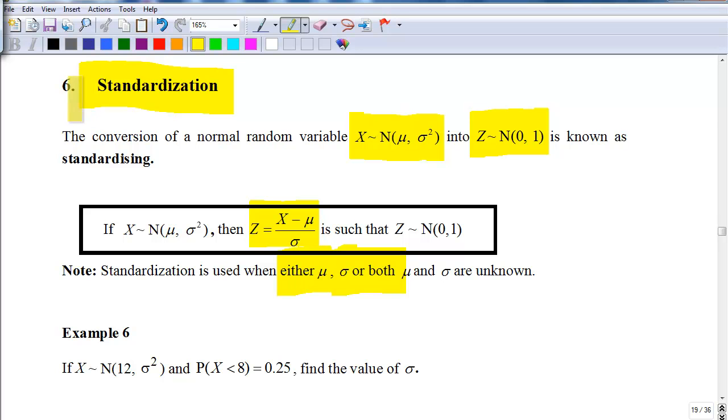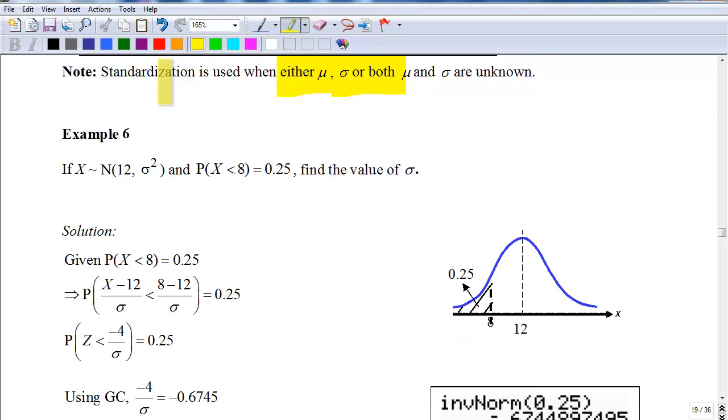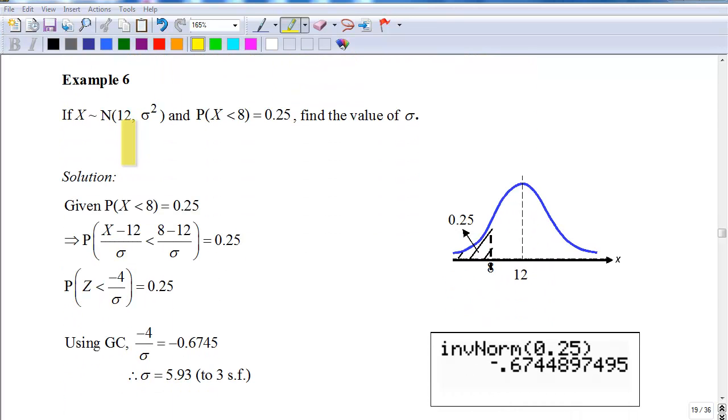Let me use example 6 to illustrate this. In example 6, x is a normal random variable that has mean 12 but unknown variance sigma squared. You are given that the probability x less than 8 is 0.25, and you want to find sigma. So, how do you find sigma?